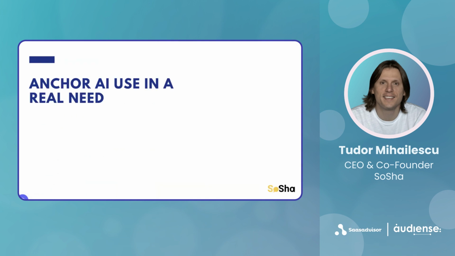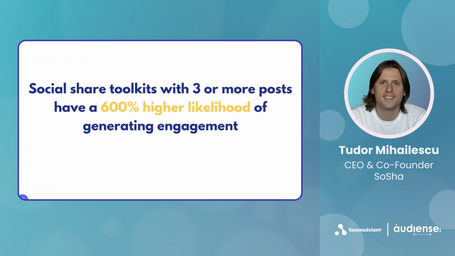In developing our AI, we started from a very specific need, which was that we noticed something. We noticed that when a social share toolkit has 3 or more posts, let's say you launch a press release, and you provide your employees with 3 or more versions of how they can share the same thing, rather than just one post, engagement spikes by around 600%.